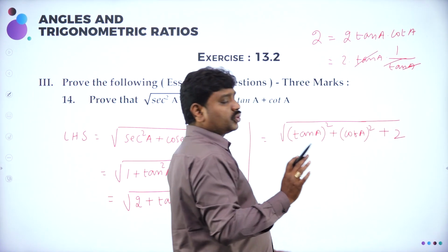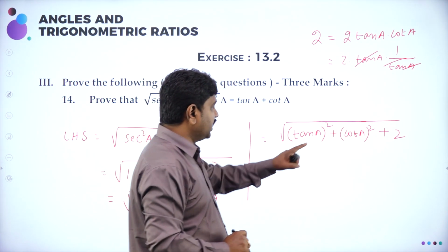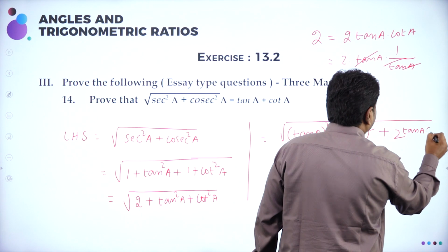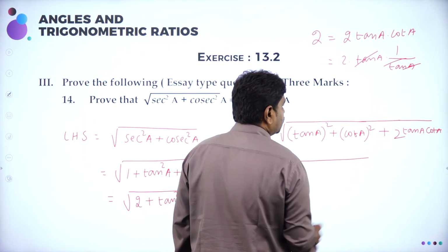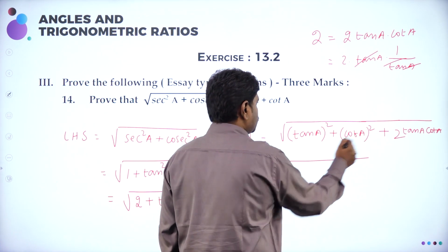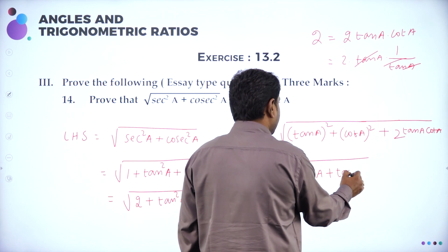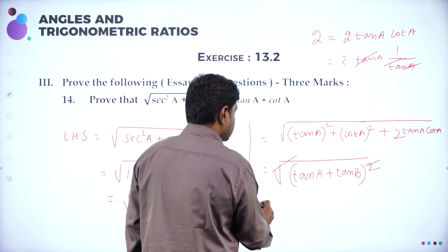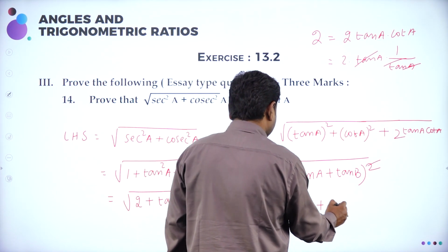So instead of 2, you can write 2 sin A into cosecant A or 2 tan A into cot A. Here I want tan and cot, so I'll write this as 2 tan A into cot A. Now it is A square plus B square plus 2AB, and A square plus B square plus 2AB is A plus B the whole square. It will be tan A plus cot A the whole square. Now the square root cancels. So you are left with tan A plus cot A. This is your RHS.